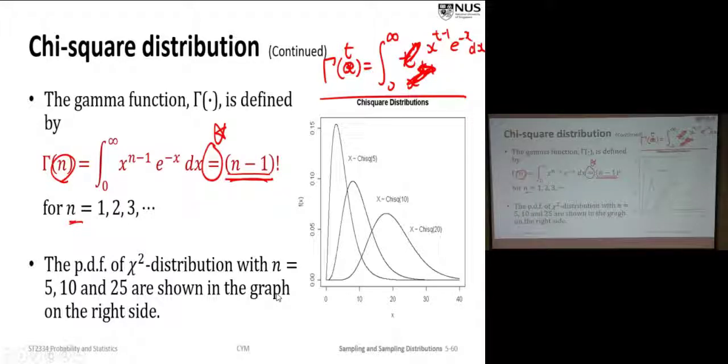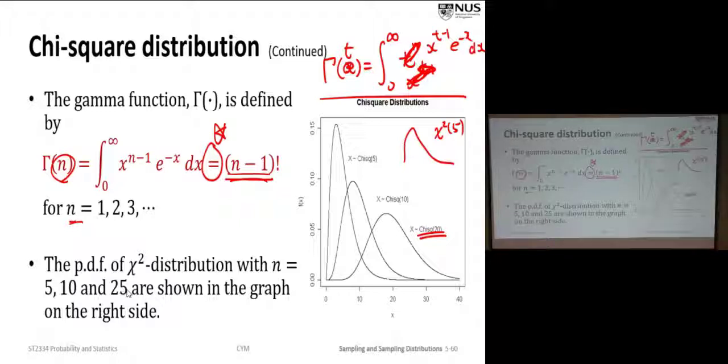So I illustrate some of the graphs of some of the PDFs. With n equal to 5, you can see that chi-square 5 is quite skewed, skewed to the right. That means it looks like this. So this is chi-square 5. Chi-square 10 is still skewed. But how about when it comes to chi-square 20? You can see that it's more or less like a symmetric distribution. So that is how it looks at 20.